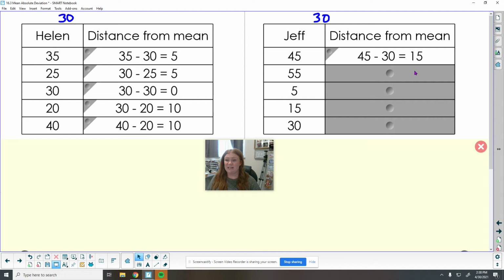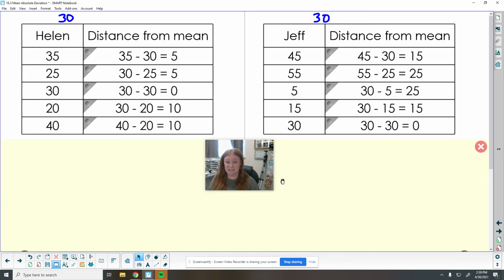So 45 minus 30 is 15. 55 minus 30, I need to fix that there, is 25. 30 minus 5 is also 25. And 30 minus 15 is 15. 30 minus 30 is 0.